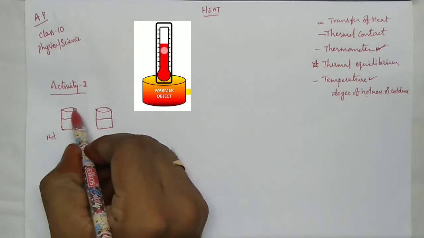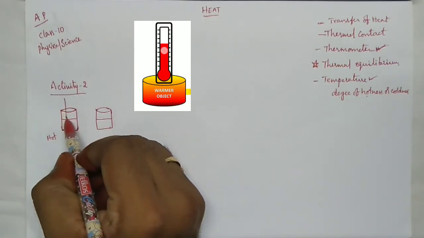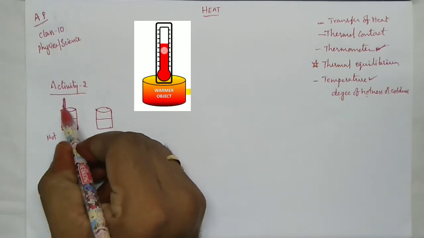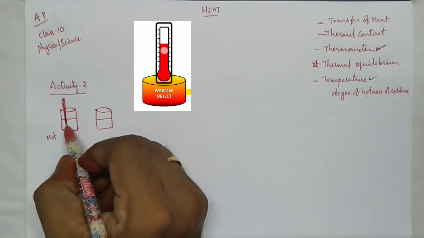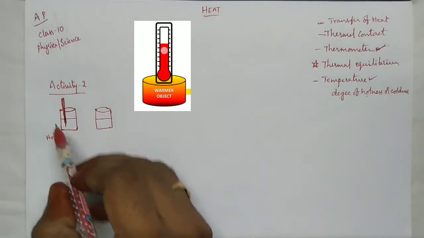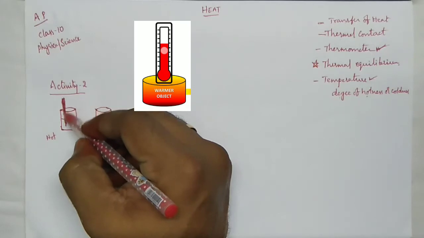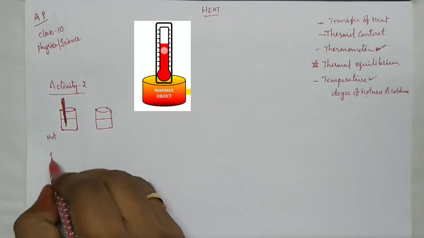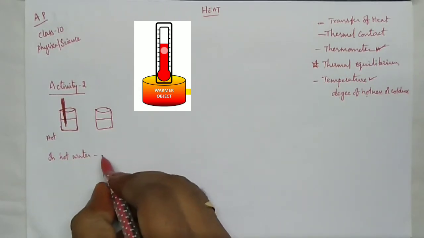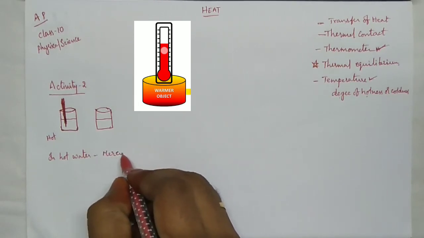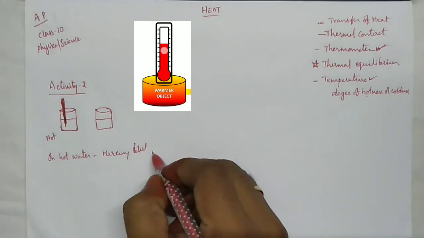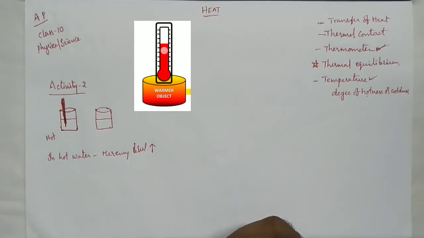So if this is hot water, in this you place a thermometer. Let us say this is an indicator. The thermometer has a sensitive part, and this sensitive part is in touch with the hot water. Now, what do we observe in the readings of this thermometer? In hot water, the mercury level creeps up. The mercury level gradually increases.